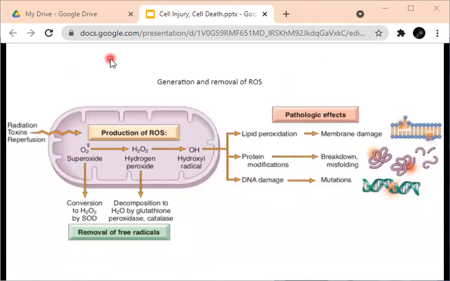Okay, so this is the generation and removal of ROS or reactive oxygen species. Remember that although reactive oxygen species can cause pathologic effects such as lipid peroxidation, protein modifications, and DNA damage, there are certain mechanisms in our own body that could remove or scavenge free radicals. So these are our removal mechanisms. So, we have antioxidants.